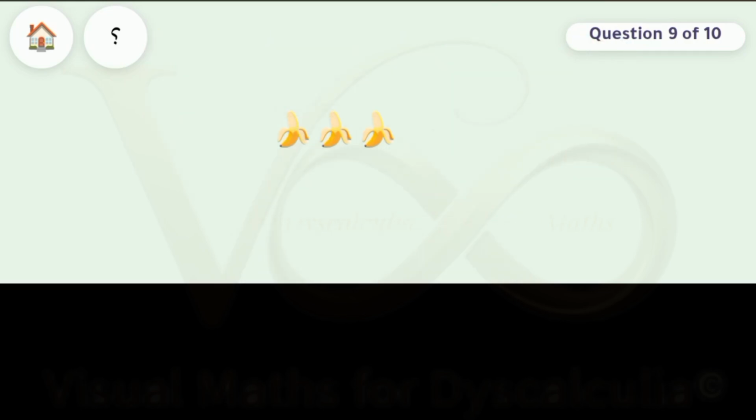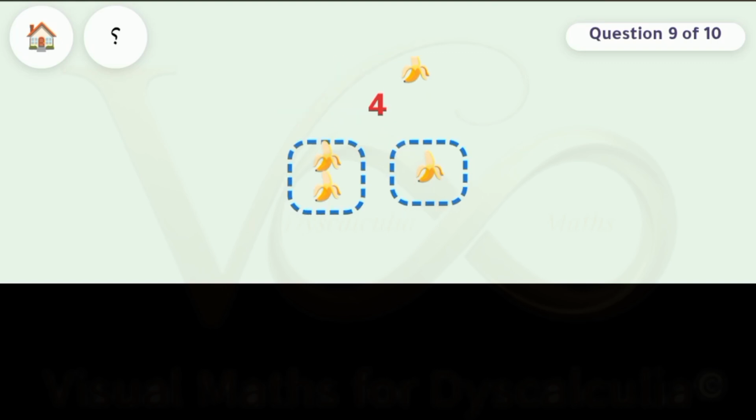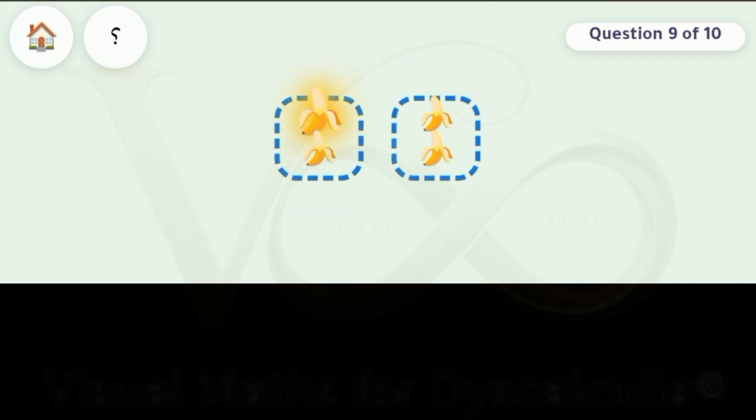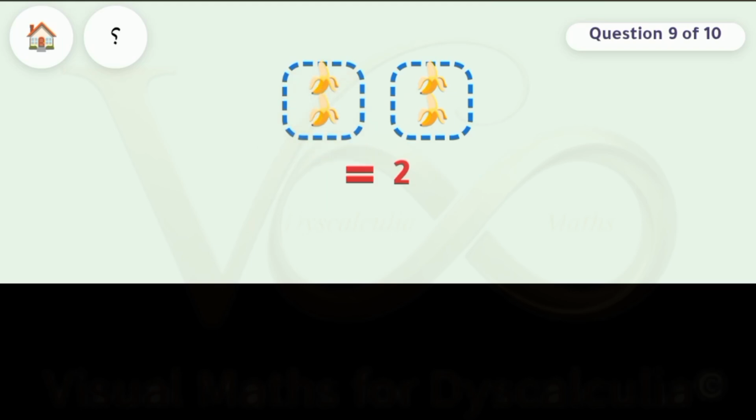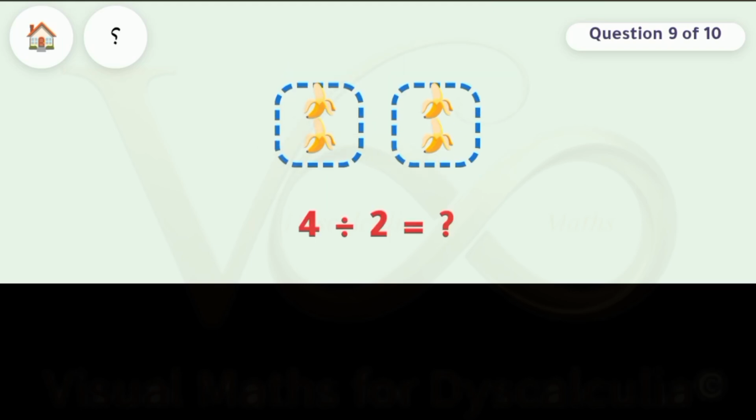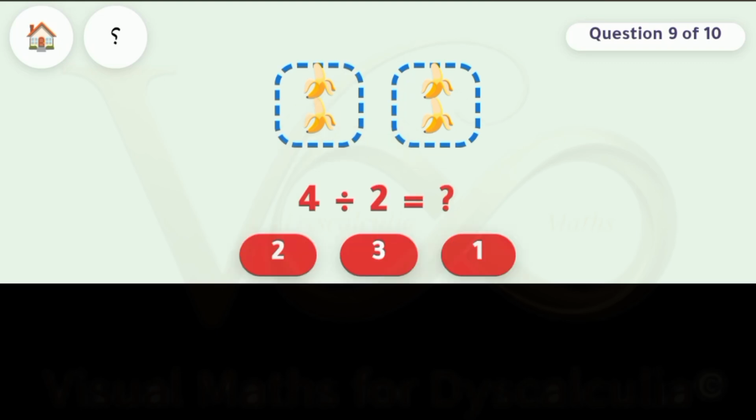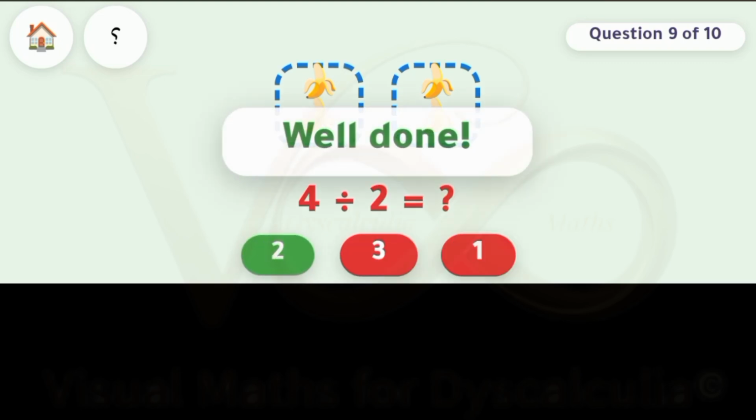1, 2, 3, 4. We share it into 2 groups. 1, 2. Each group has 2. What is 4 divided by 2? Well done.